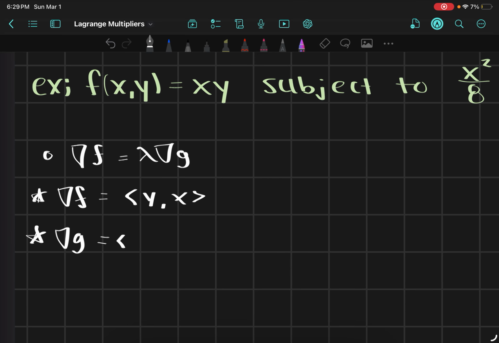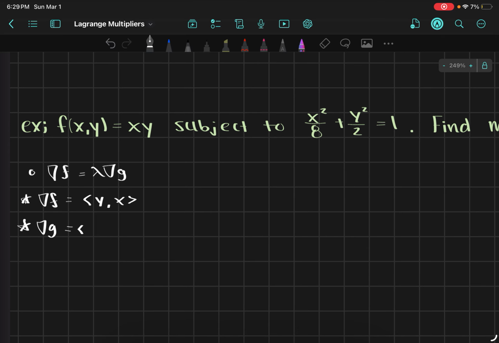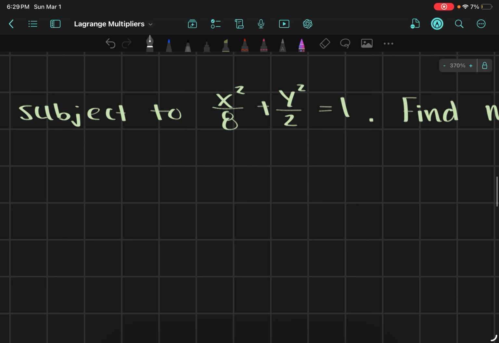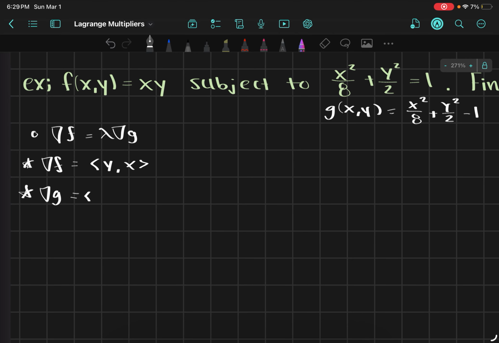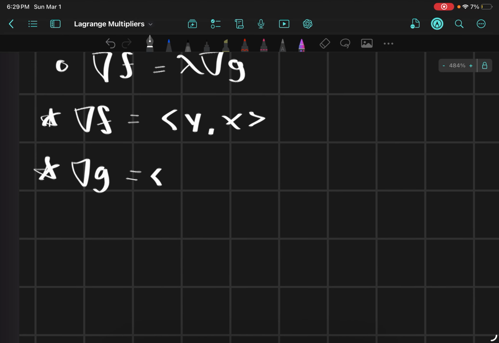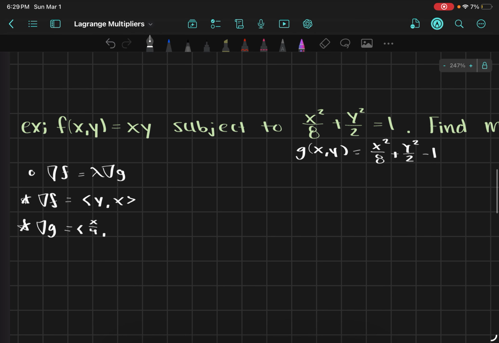And then coming over to our constraint function, what is our partial? We're going to have g of x y is equal to x squared over 8 plus y squared over 2 minus 1. What's the partial there? Well, power rule, 2x over 8, that's going to be x over 4. And then same thing for our partial in terms of y of our constraint function. We're going to have 2y over 2. That's just going to be y.